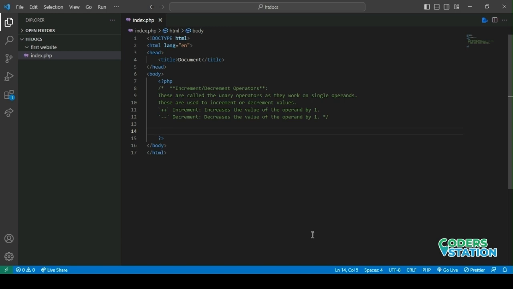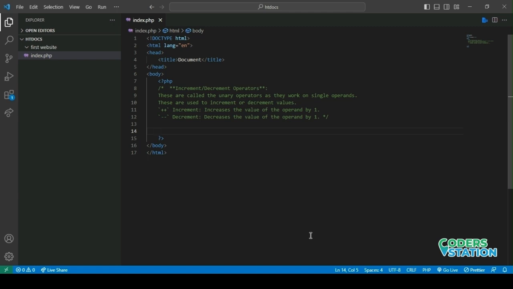So next we have our increment and decrement operators. These are called the unary operators as they work on a single operand, that is only on one value. These are used to increment or decrement values, that is increase by 1. Increment operator plus plus is used to increase by 1, and minus minus, that is hyphen, 2 hyphens, are decrement operators which are used to decrease the value by 1.